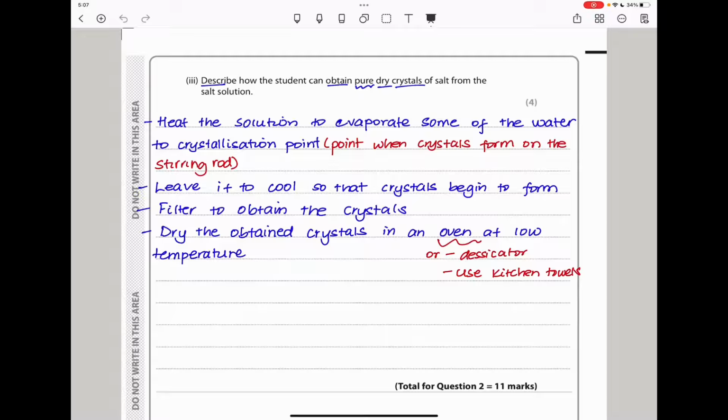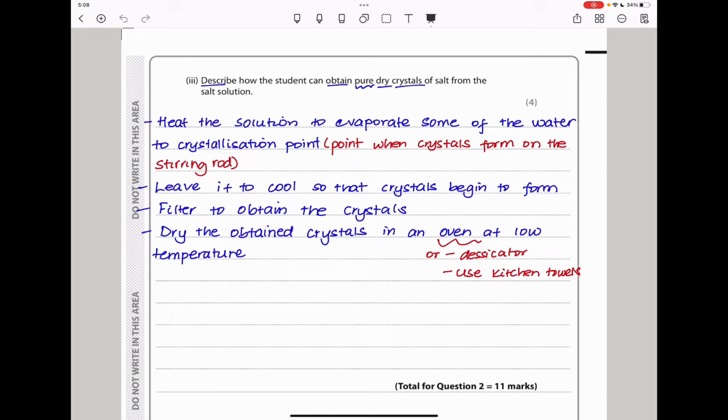And finally, you can dry the obtained crystals in an oven at low temperature, or you could dry them using a desiccator, or you could dry them using kitchen towels. So the method you use to dry depends on how dry you want the samples to be. If you want them for a shorter period of time, then an oven could be more efficient than a desiccator, because the desiccator is going to slowly suck out the water, but it will give you the same ability to dry the crystals as would an oven.